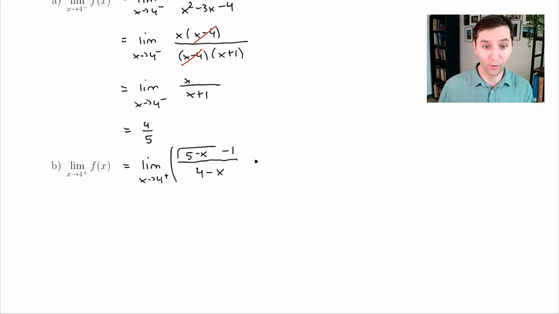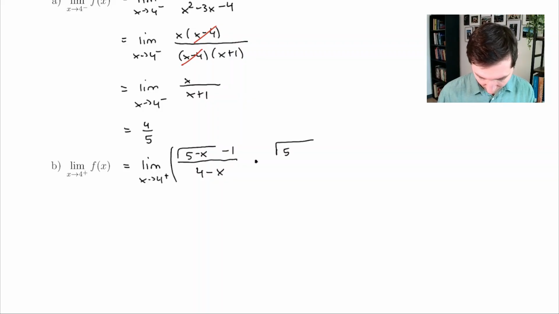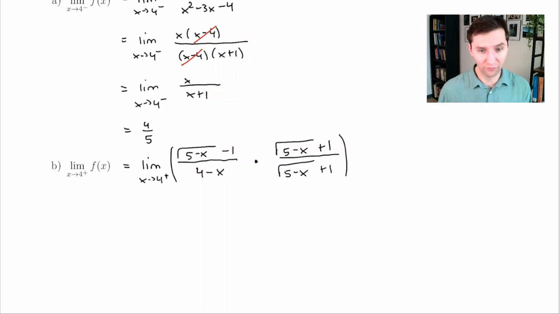I multiply both the numerator and the denominator by the conjugate of the numerator, which is the same expression as the numerator, but with a plus sign between the two terms instead of a minus sign. So I get square root of 5 minus x plus 1 divided by square root of 5 minus x plus 1. If you're not familiar with this algebraic manipulation, I suggest you watch my previous video about algebraic manipulations and computing limits algebraically.